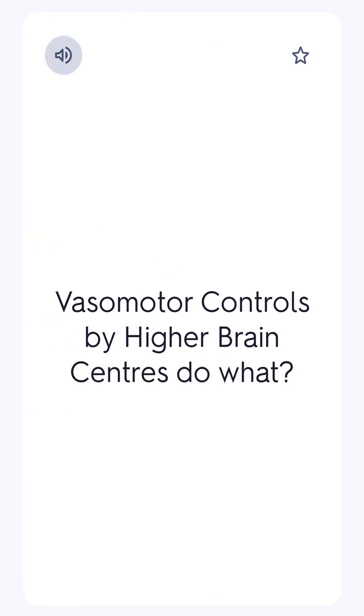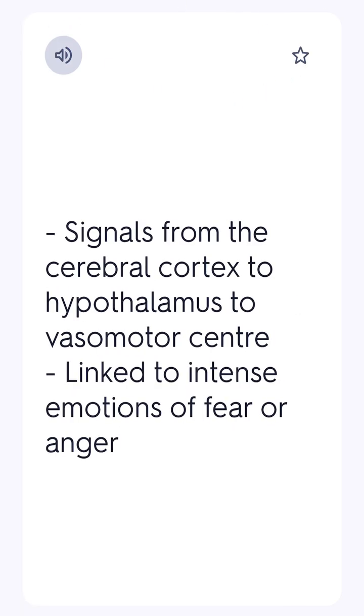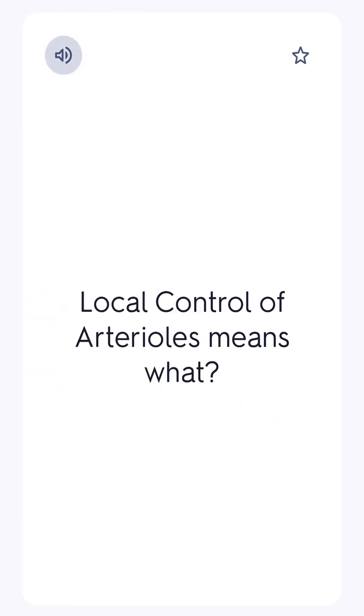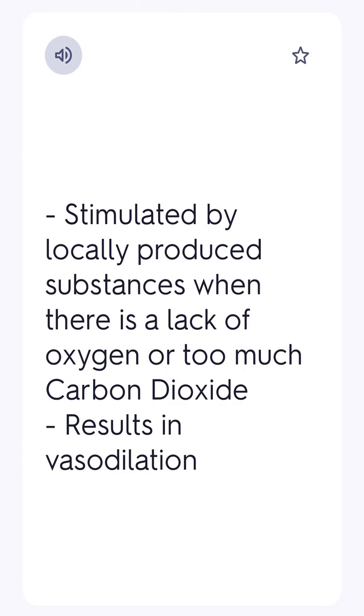Vasomotor controls by higher brain centers do what? Signals from the cerebral cortex to hypothalamus to vasomotor center, linked to intense emotions of fear or anger. Local control of arterioles means what? Stimulated by locally produced substances when there is a lack of oxygen or too much carbon dioxide, results in vasodilation.